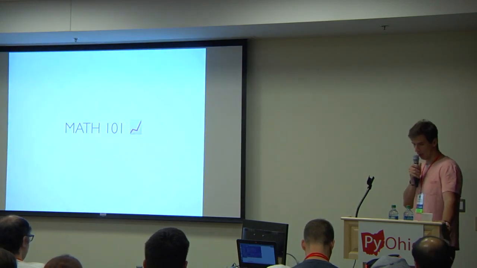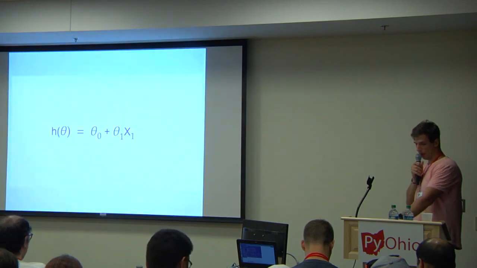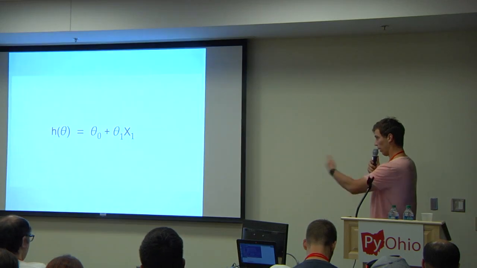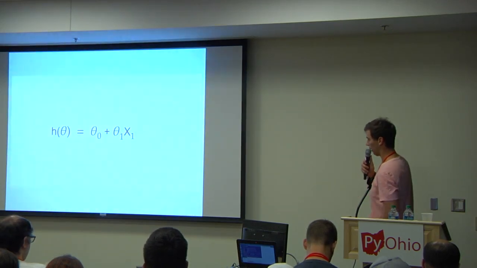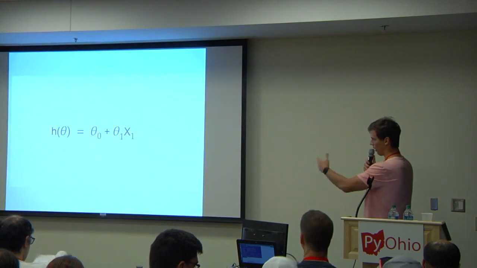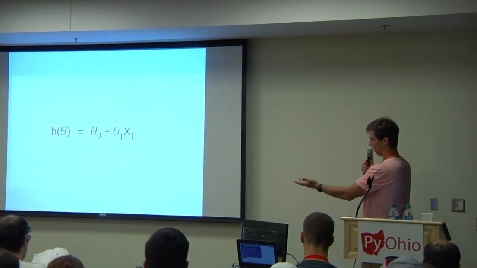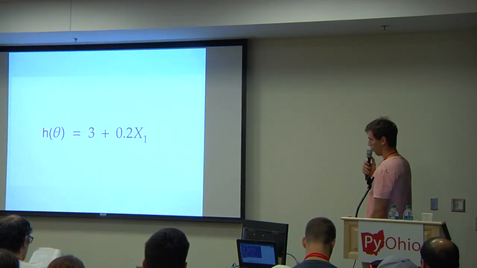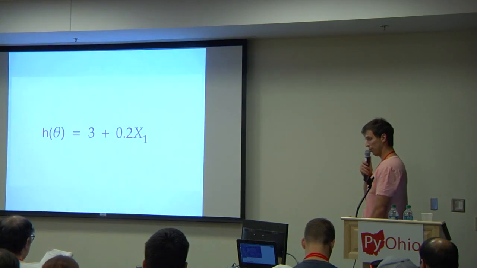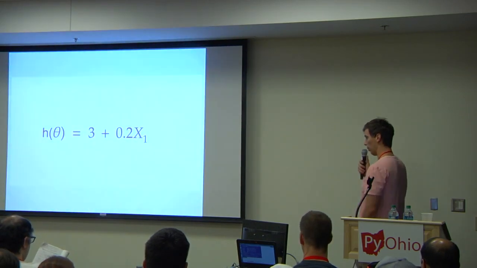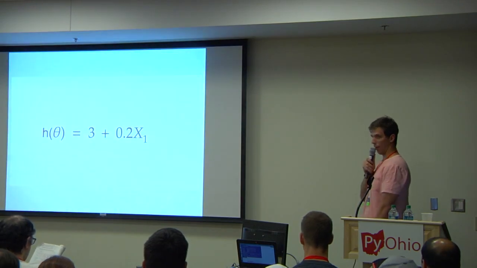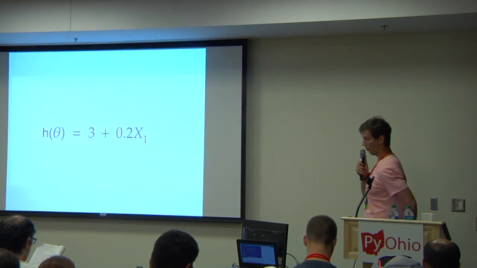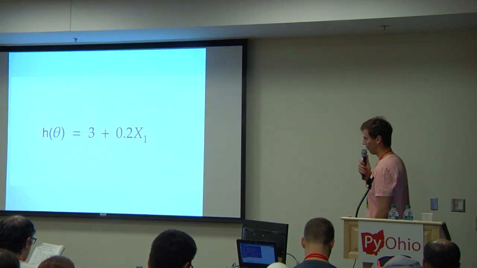But let's look at a fairly simple equation. We have theta 0 plus theta 1 x1 on the right, and on the left, we have something called h of theta. When we have theta 0, theta 1, and x1, we can calculate the thing on the left. Now we replace the thetas with numbers, and we have an even simpler equation where the only unknown is x1. Once we have x1, we have all the pieces necessary to calculate h of theta.